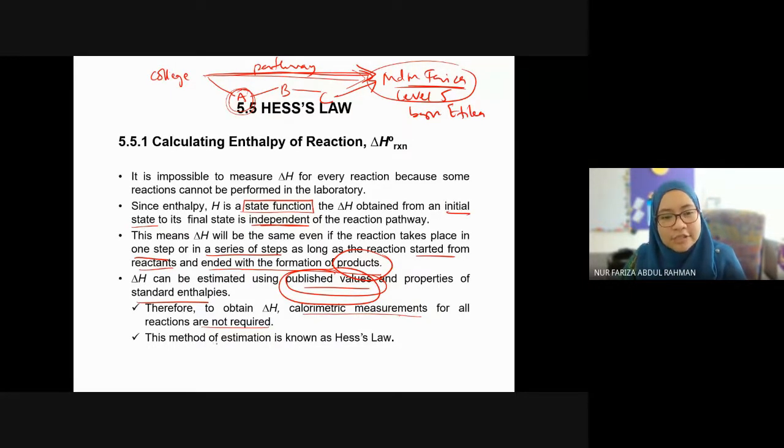Right. So this method of estimation is known as Hess's law. We are using this, and I want to highlight this: method number 2, alternative number 2. Okay, right, moving on.